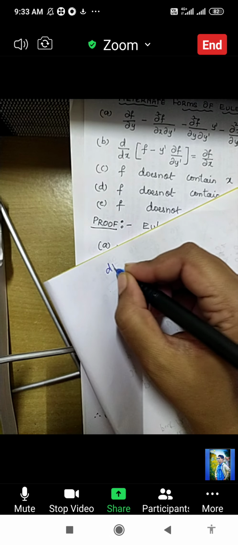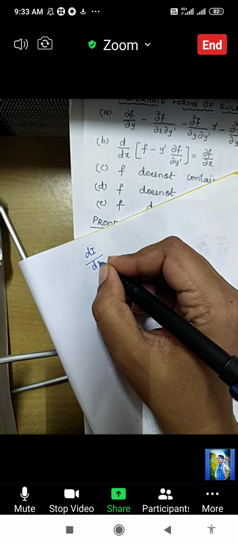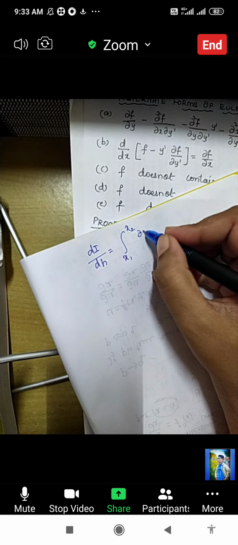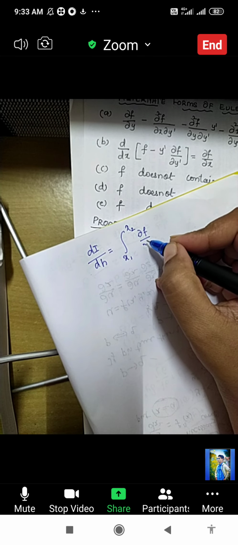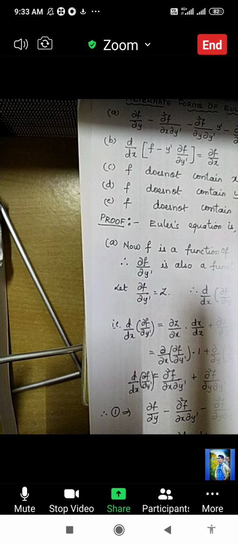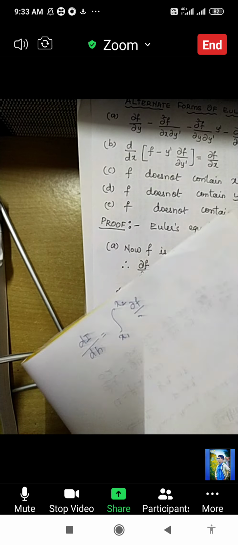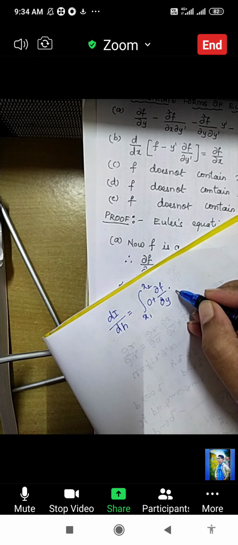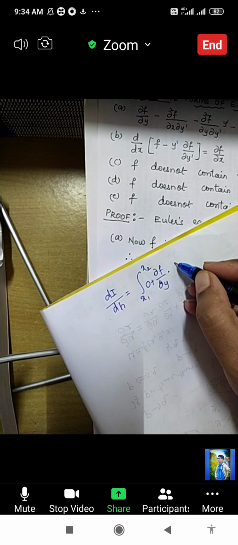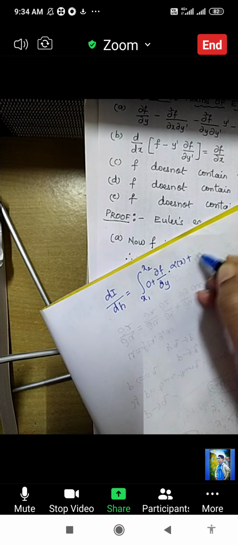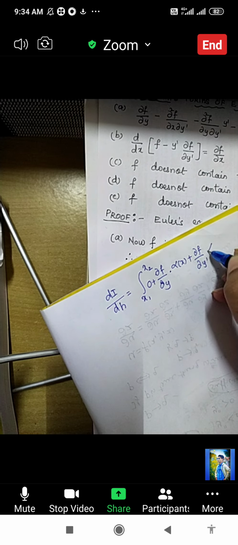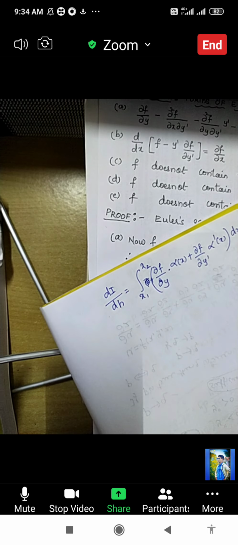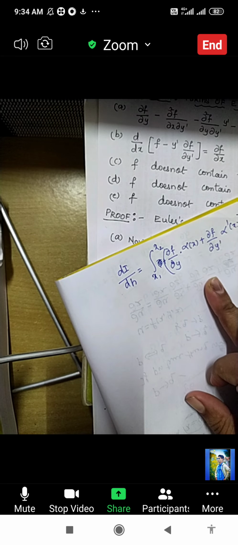What left side we have: dI by dh. Am I right? Integration x1 to x2. What we have written? Dou f by dou x into 0 means 0. So first term is 0 plus second term dou f by dou y. What we have got? Dou y by dou h, alpha of x, plus dou f by dou y dash, and this is alpha dash of x. Correct? So I'll leave this 0. So we are getting the quantity like this.